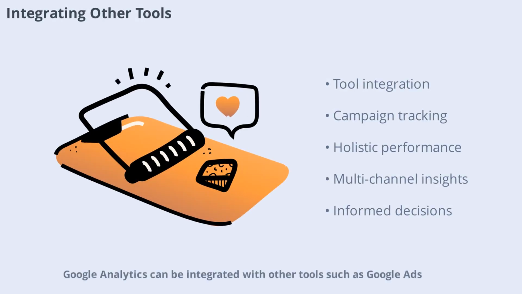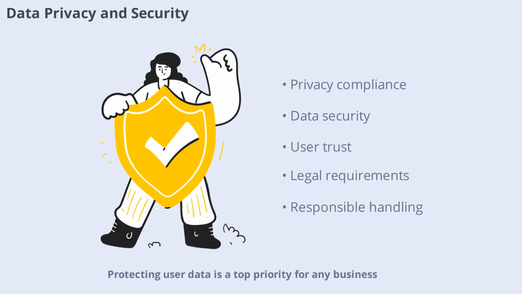Google Analytics can be integrated with other tools such as Google Ads, Search Console, and third-party platforms. This integration allows small businesses to track the effectiveness of their marketing campaigns across multiple channels. By combining data from different sources, you gain a holistic view of your online performance and can make more informed decisions.